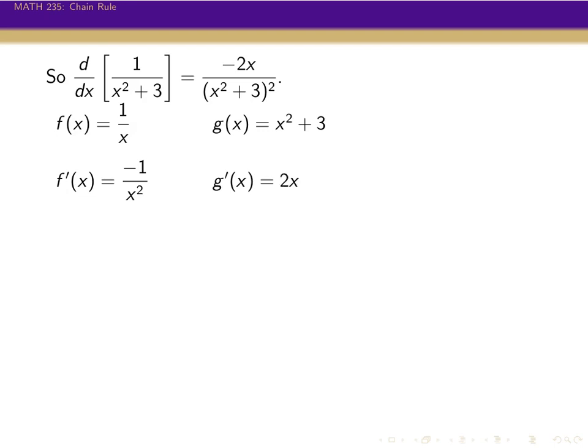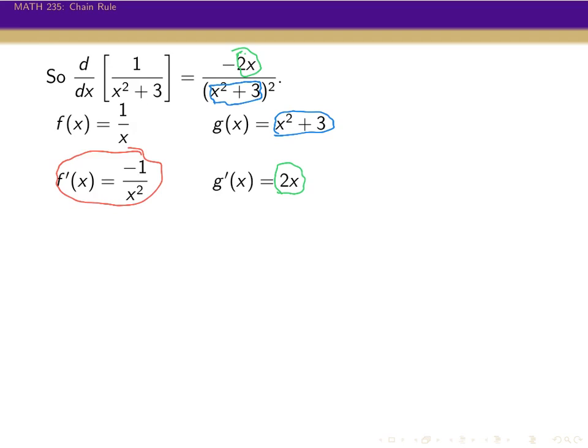Now let's see where these parts seem to be fitting into our answer for the derivative. Well, so I've got g prime is 2x, and I see a 2x right there. My g of x is x squared plus 3, and I've got x squared plus 3 right there. Now what's left is I have a minus on top, and then I'm squaring stuff on the bottom. Well, that's exactly what's happening in f prime.